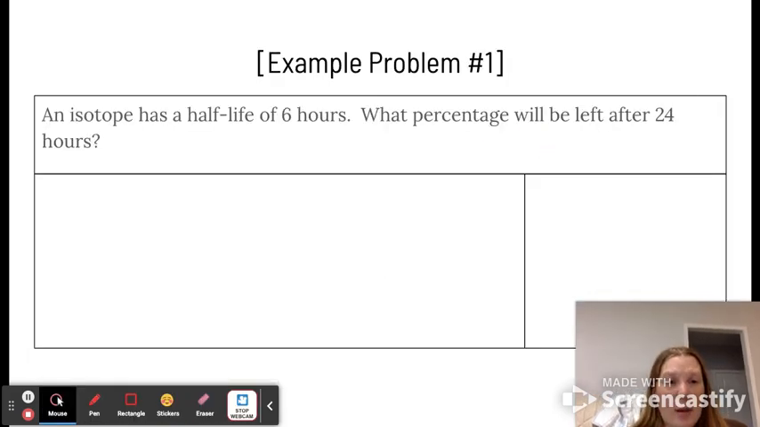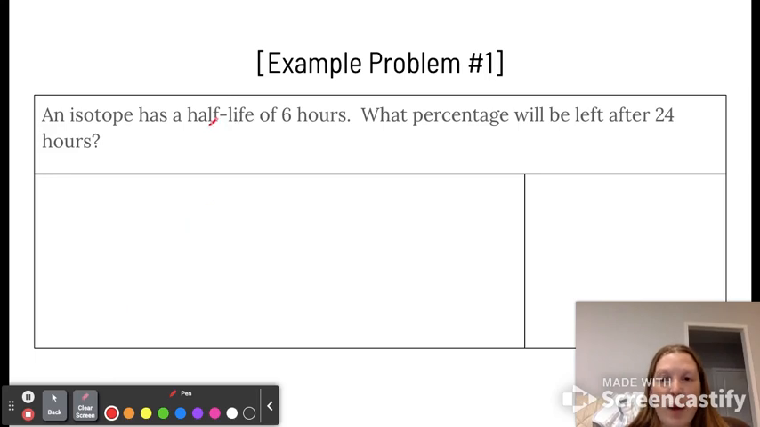So let's try this example problem and see how we go. An isotope has a half-life of 6 hours. What percentage will be left after 24 hours? So we've got a half-life of 6 hours. We want to know percentage left, and we also know we've gone through 24 hours.